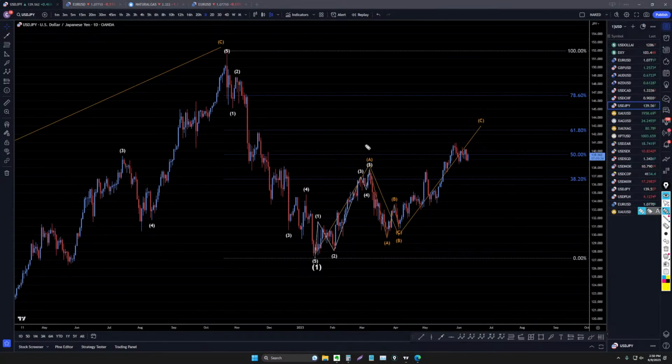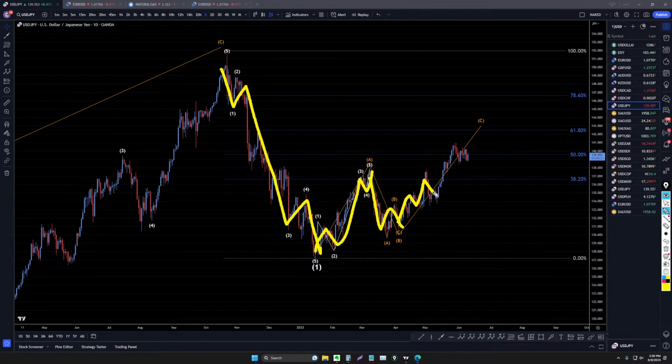Now, this is also something that I think is going to go back up, but I think it's more of a yen thing than a dollar. I think this is a 1. I think this is 1, 2, 3, 4, 5 of A. I think this is A, B, C of B. I think this is an uptrend right here, and I don't think this uptrend is over.